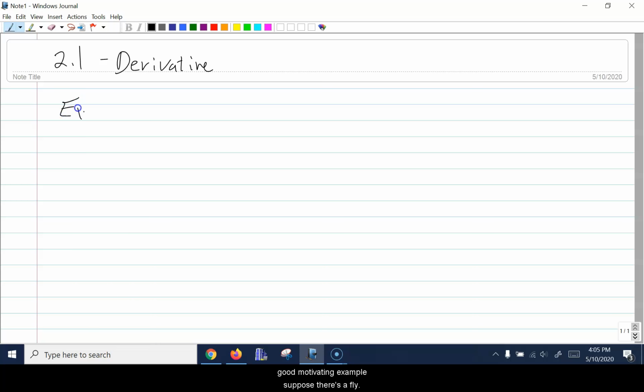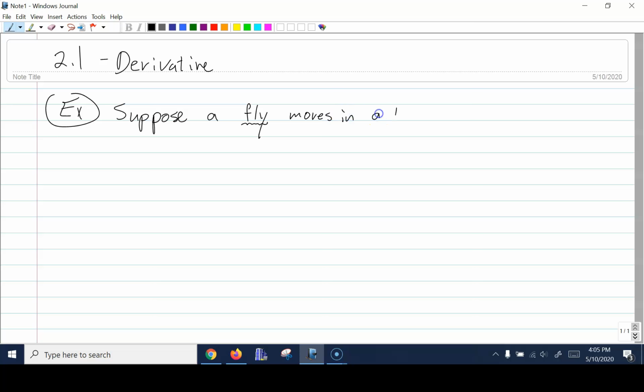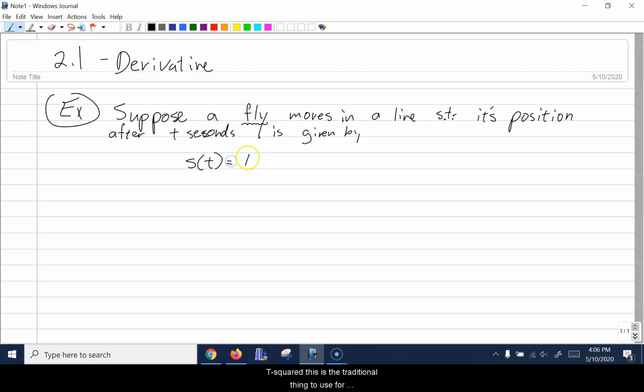Let's start with a good motivating example. Suppose there's a fly. And when a mathematician talks about a fly, what they mean by a fly is a point with no length, width, or depth, like a point moving around in space. And in this case, it's not even moving around in space. It moves in a line so that its position after t seconds is given by s of t is t squared.